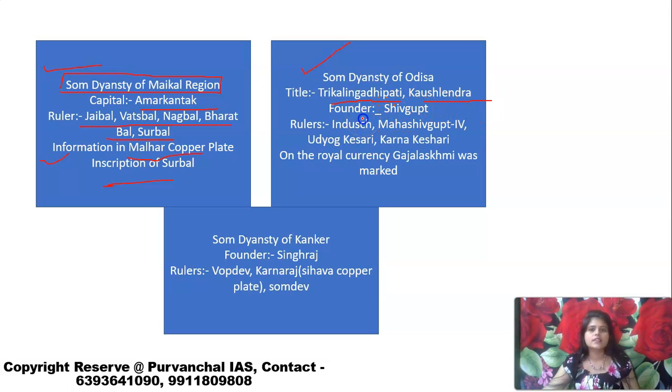It is said that their founder was Shivgupta. The rulers were Indush, Mahashivgupta IV, Udyog Kesari, Karn Kesari, and in their royal currency, the mark of Gajalakshmi was there. There was a Som dynasty in Kanker also, in the Kanker Bastar division. The founder was Singhraj, and the rulers were Vopdev, Karnaraj, Somdev, and about this Karnaraj we have the Sihava copper plate inscription which gives us the information.